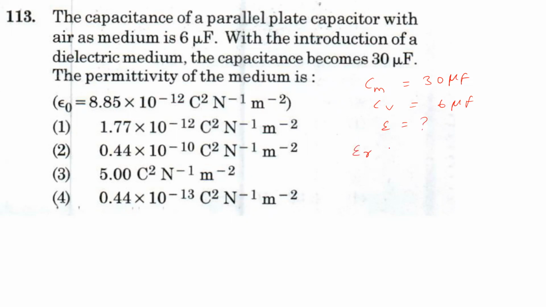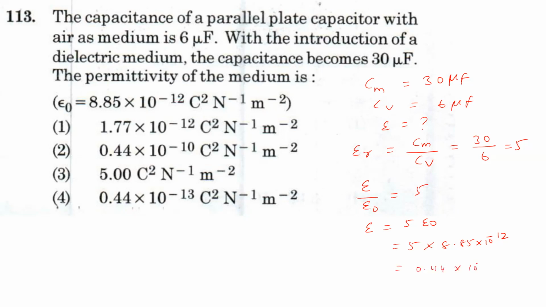We know that relative permittivity is equal to capacitance in medium by capacitance in vacuum. This is 30 divided by 6, which is 5. Now the relative permittivity formula is epsilon by epsilon naught, permittivity by permittivity of free space, equal to 5. So epsilon is equal to 5 times epsilon naught. By substituting the epsilon naught value 8.85 into 10 power minus 12, we get 0.44 into 10 power minus 10. So for the 113th question, the second option is correct.